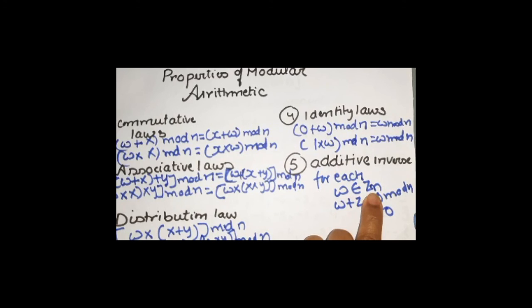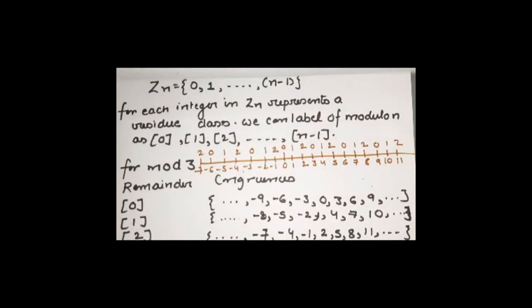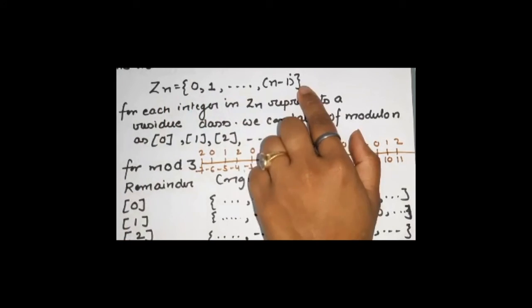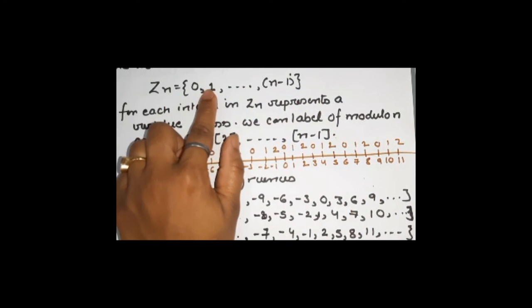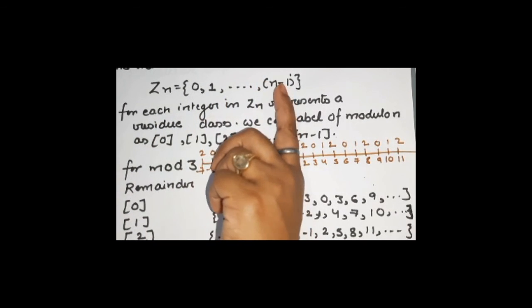I'll be explaining more on this. Now, I said that for each W that belongs to Zn, there should be an existing Z value such that W plus Z is equal to 0 mod n, which is equal to 0. Now, what is Zn here? Zn is a set of elements as written here: 0, 1, up till n minus 1.